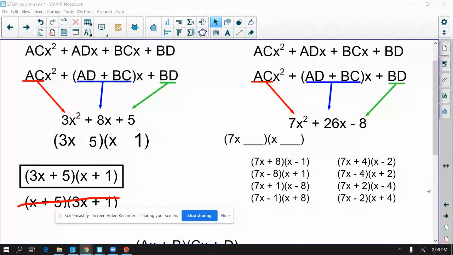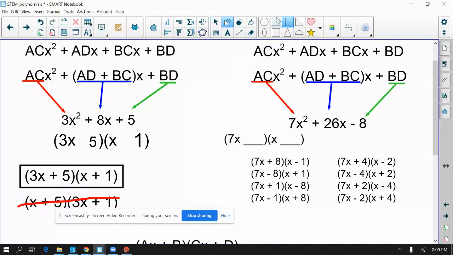There are 8 options. Notice all 8 of these options: the first term of each binomial, they both multiply to 7x squared. And then the second term in each binomial, they both multiply to negative 8. But there are 8 different ways to do this. I could put a positive 8 and a negative 1, or a negative 8 and a positive 1. Positive 1, negative 8, and so on. And then you got the 4 and the negative 2 and all that. So one of these will multiply to our correct answer. Only one of these. All 8 multiply to 7x squared, all 8 will multiply to negative 8, but only one of these will get me 26x.